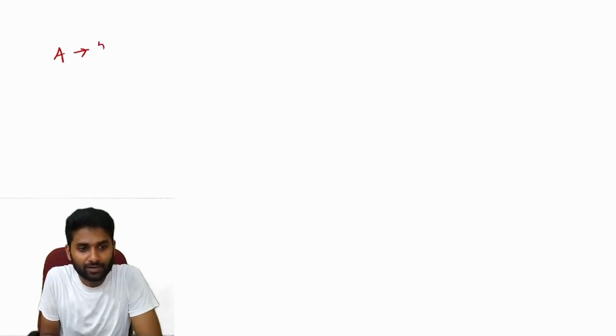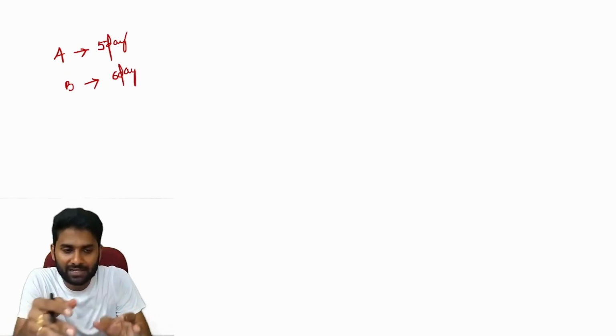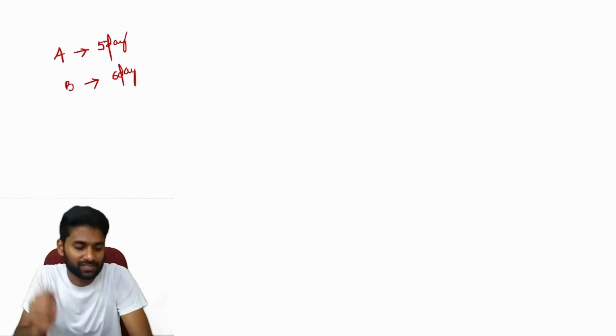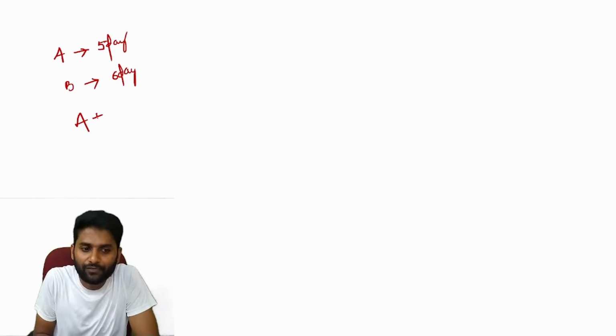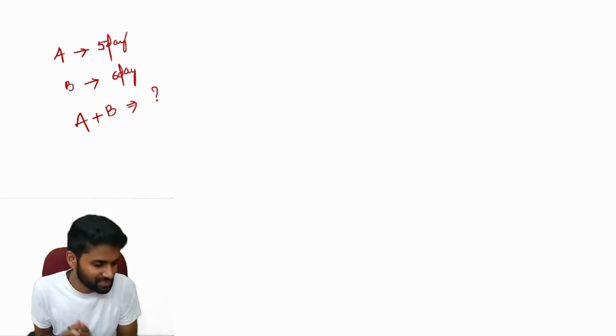Let me take one more example. A can complete the work in 5 days. B can complete the work in 6 days. So according to this comparison, we can say that A is the most efficient person, because that person takes fewer days when compared to the other person. Here the question: if A and B work together, how much time does it take? Can anyone solve this question and post your answer in the comment section?